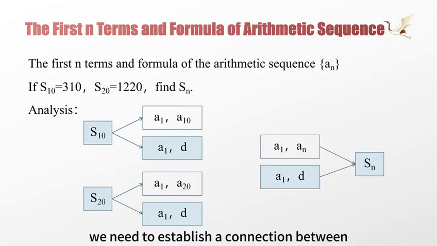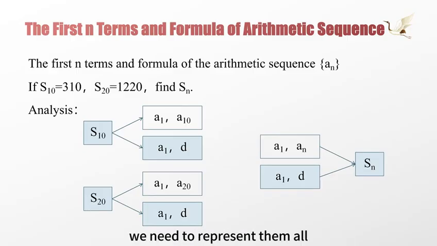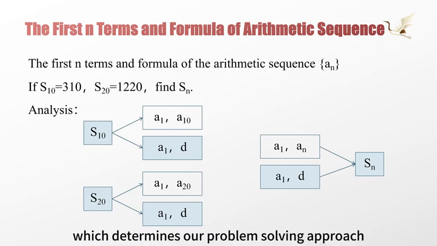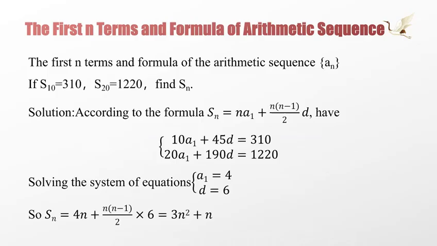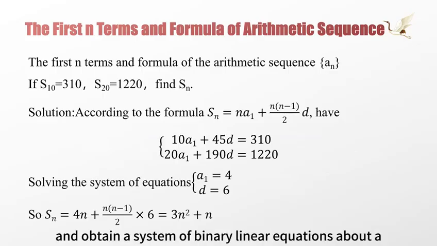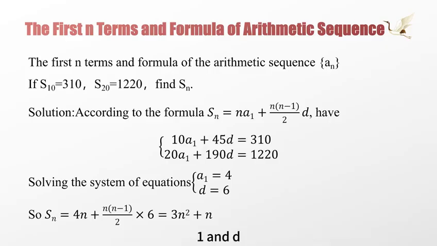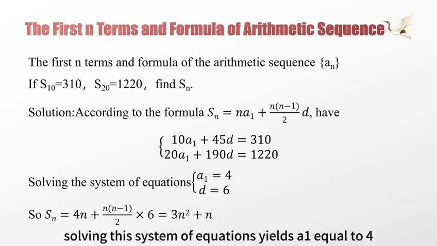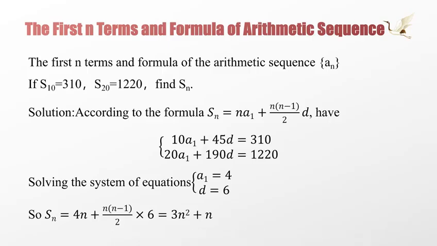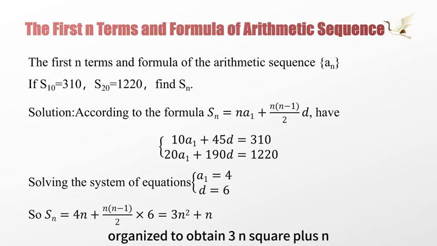We need to establish a connection between the three of them, and obviously we need to represent them all with the first term and common difference, which determines our problem-solving approach. According to Formula 2 for the sum of the first n terms of the arithmetic sequence, we represent S10 and S20 with the first term and common difference, and obtain a system of linear equations in a1 and d. Solving this system yields a1 equal to 4 and d equal to 6. Bringing a1 and d back into Formula 2, we obtain that Sn is equal to 4n plus n times (n minus 1) divided by 2 multiplied by 6. Organizing gives 3n squared plus n.